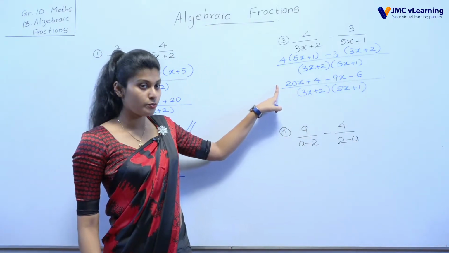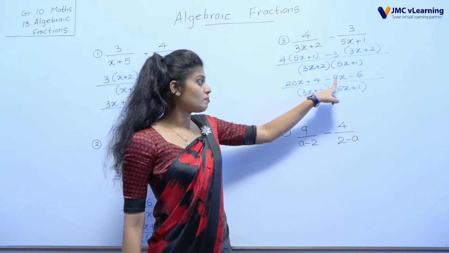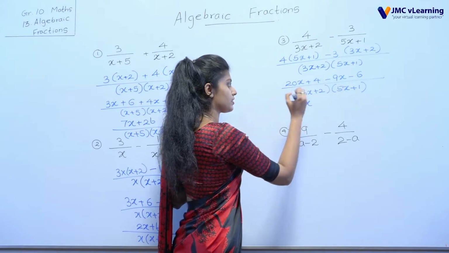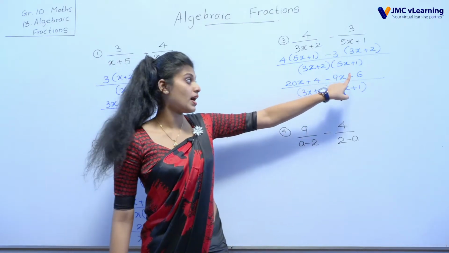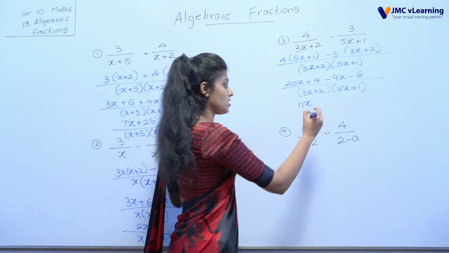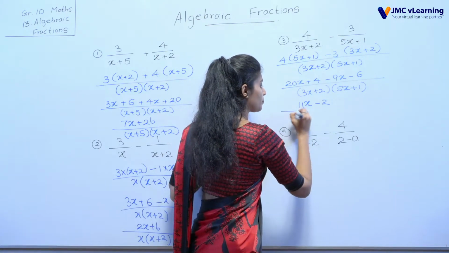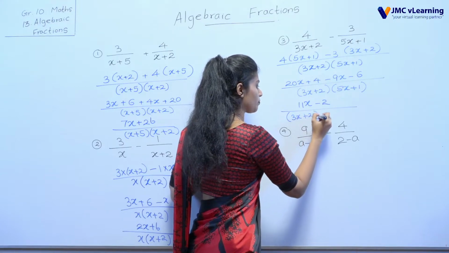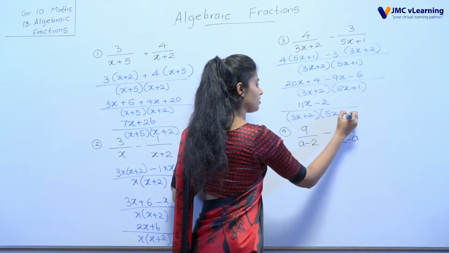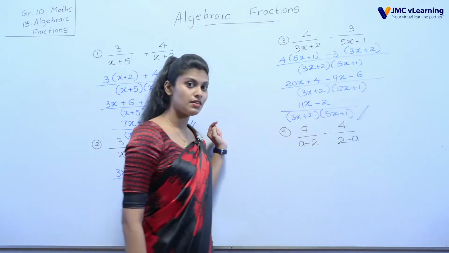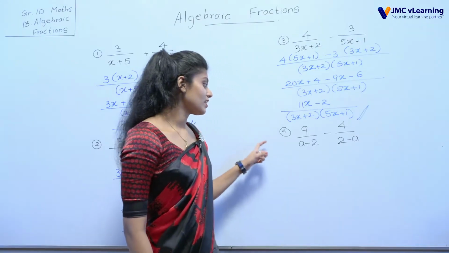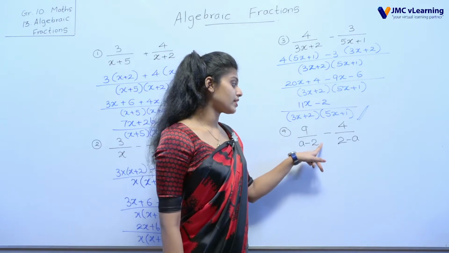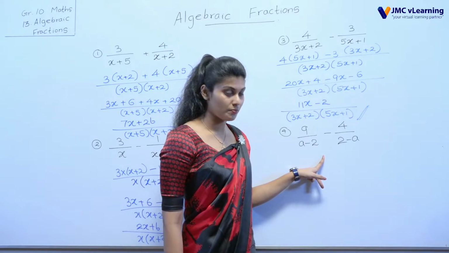Then let's simplify the numerator. 20x minus 9x, what is the answer? 11x, plus 4 minus 6, then answer is minus 2. Denominator is 3x plus 2, 5x plus 1. That's the final answer. The next example is 9 over a minus 2 subtract 4 over 2 minus a.